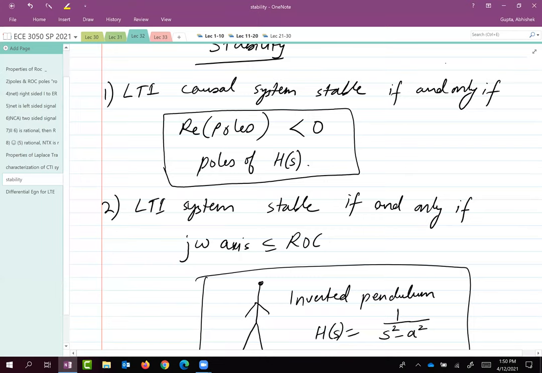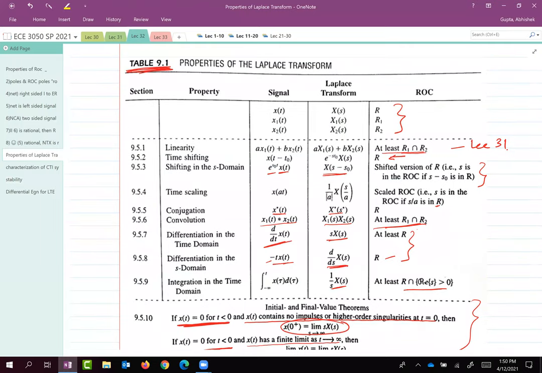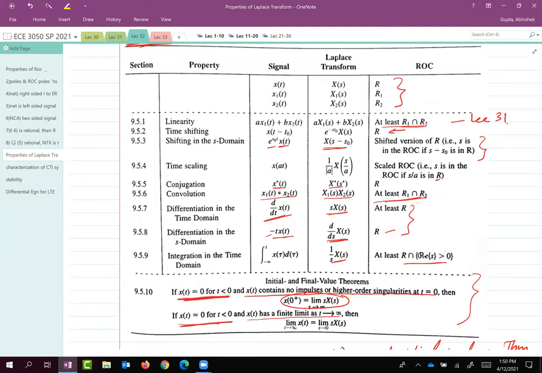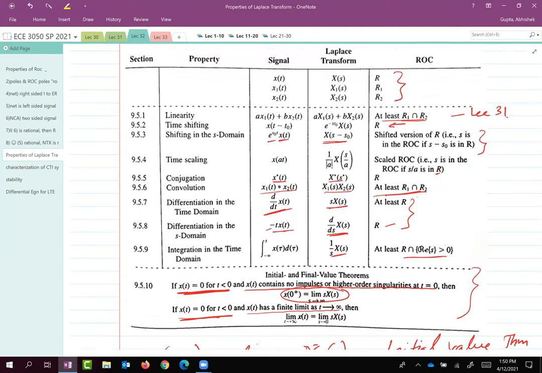We were discussing Laplace transform and the region of convergence in the previous class, that was on Friday. We talked about various properties of the region of convergence, and then we talked about properties of Laplace transform. One thing we noted is that the properties of Laplace transform are very similar to the properties of Fourier transform. And the reason is obvious: Laplace transform is actually the Fourier transform of x(t) multiplied by e raised to negative sigma t. So that's why a lot of the properties of Fourier transform are directly inherited by Laplace transform.